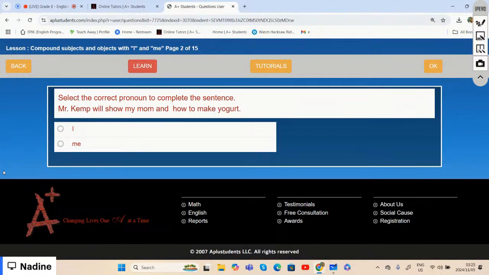The next one says Mr. Kim will show my mom and I, or will show my mom and me how to make yogurt. Which one is correct? So Mr. Kim will show my mom and I, option one, or will show my mom and me, option two, how to make yogurt.